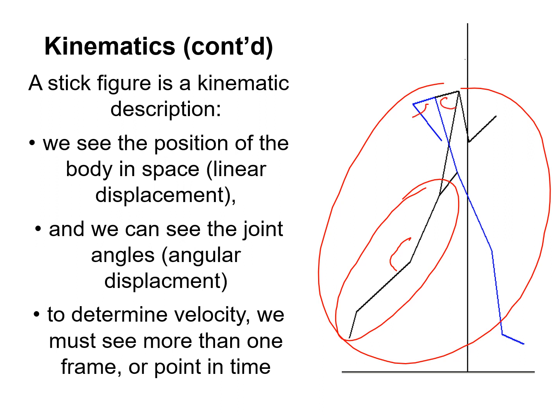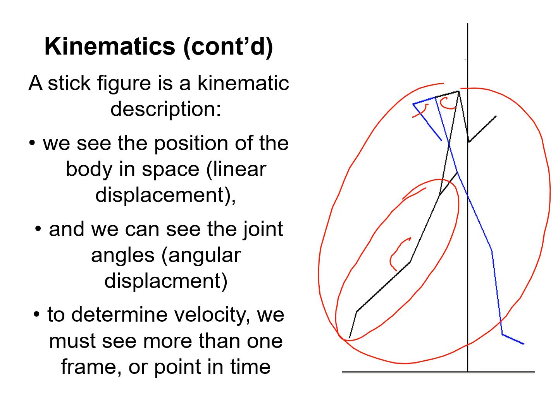And we use this to determine velocity. We must see more than one frame to determine velocity, or acceleration. A change in velocity is called acceleration. To see a change in velocity, we must see at least two frames if we're videotaping it.